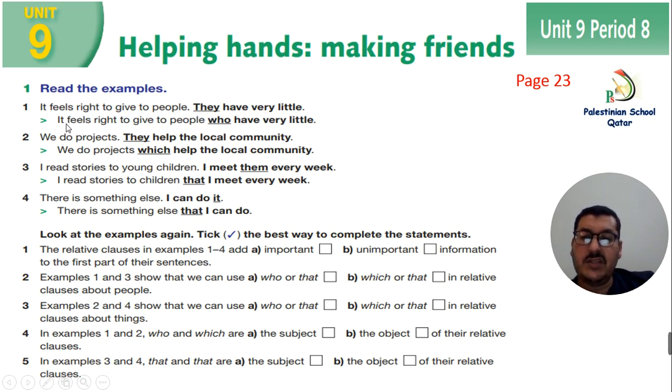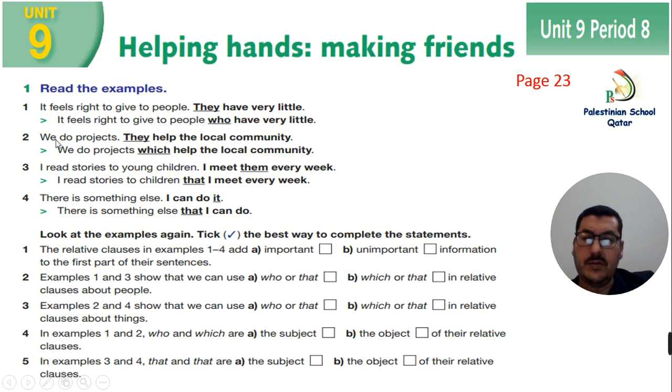Now we change it, now with who. It becomes like this: it feels right to give to people who have very little. So here we remove they, and we remove the full stop and put who instead.